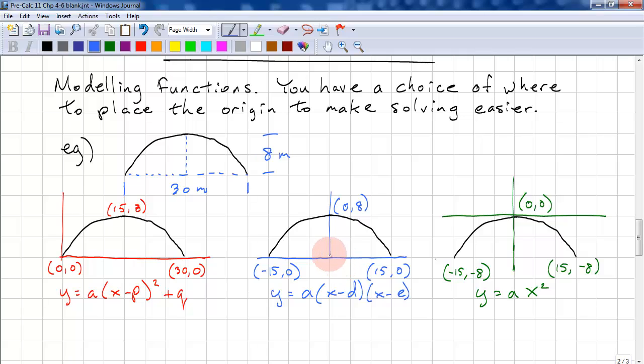If we put the origin here, then this vertex becomes our y-intercept, and we have x-intercepts that are opposites of each other. So this is negative 15, this is 15. If we put the vertex at 0, 0, these are no longer x-intercepts. We have this height as negative, and the x-coordinates again are opposites of each other.